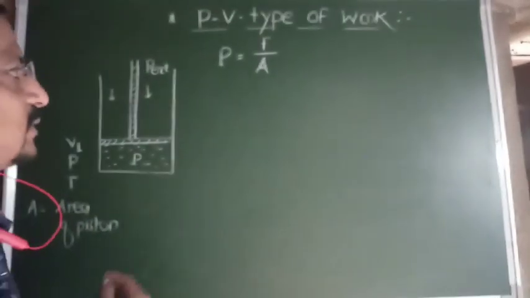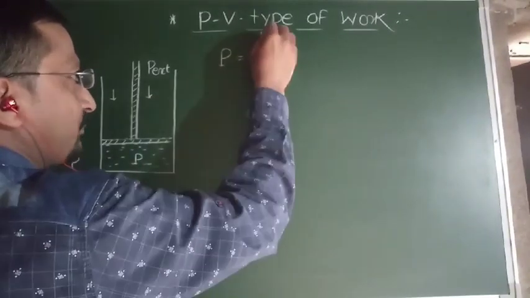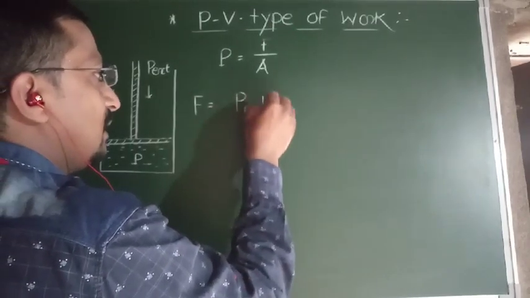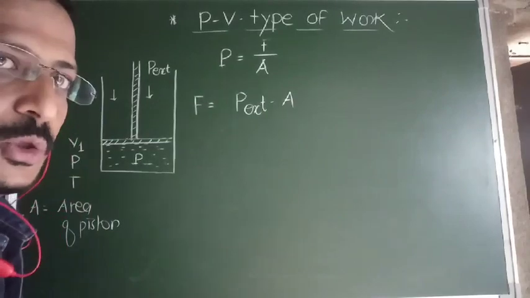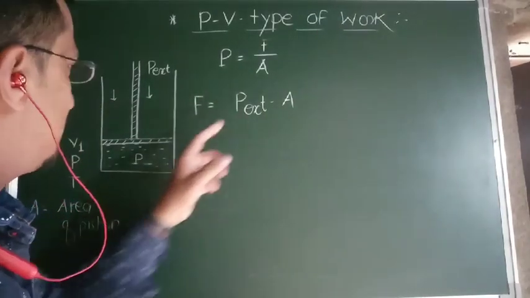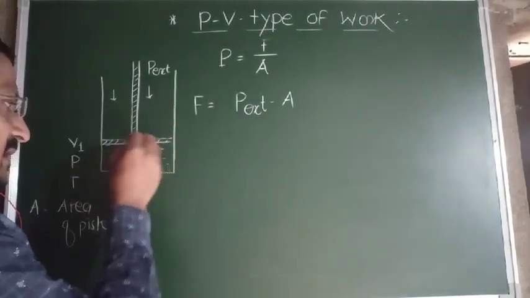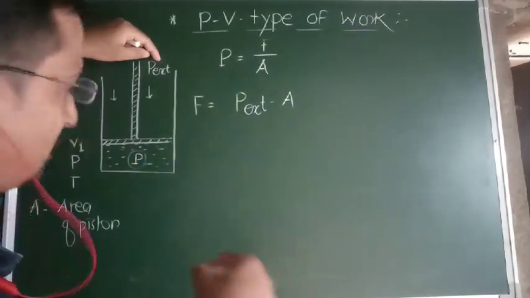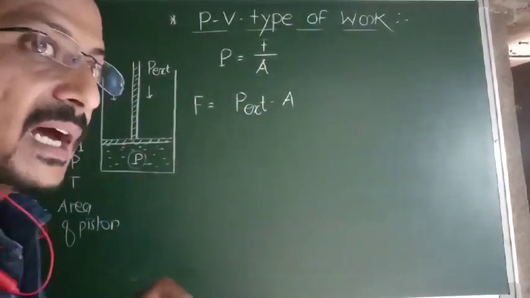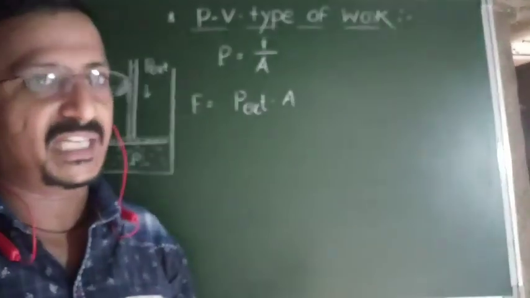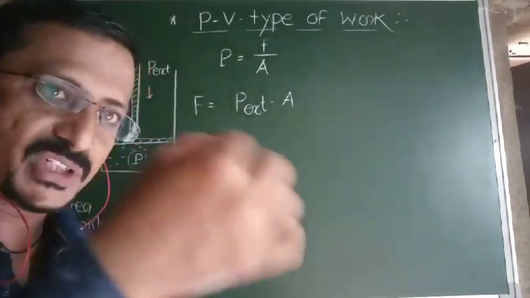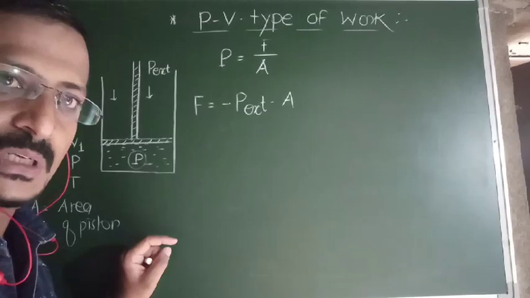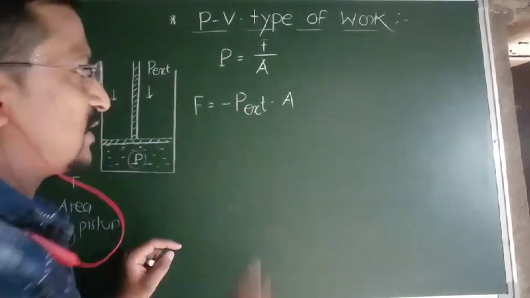Now as pressure is equal to force per unit area, the force is equal to P external into area. Here, the pressure inside the gas and the pressure outside the piston are of equal magnitude but opposite in direction. To compensate for the opposite direction, we substitute a negative sign. So F is equal to minus P external into A.